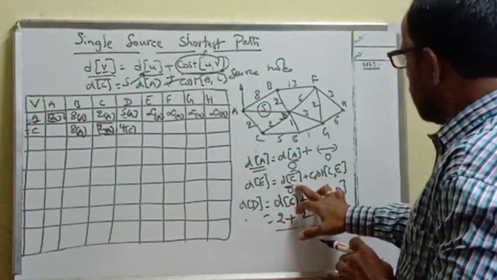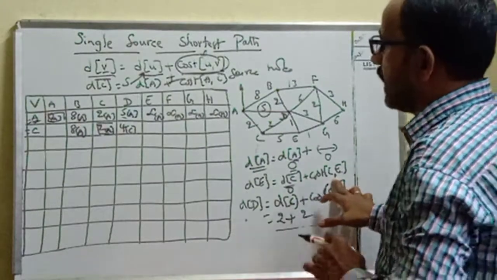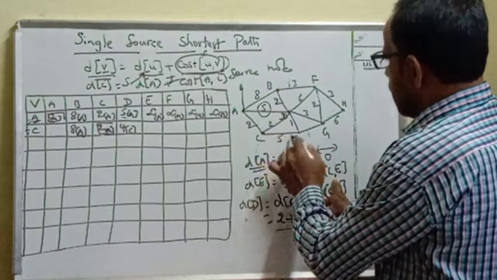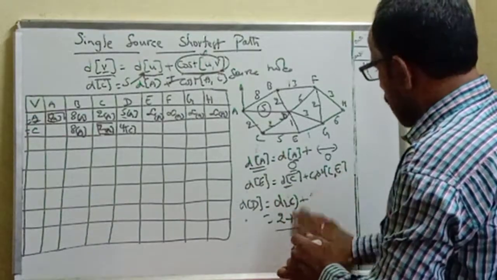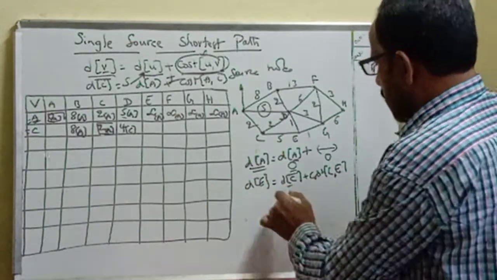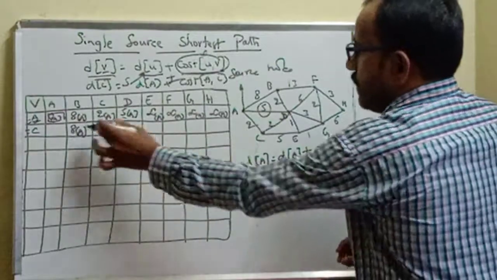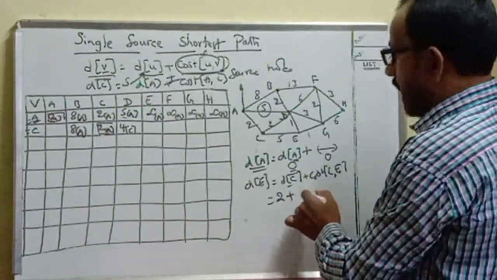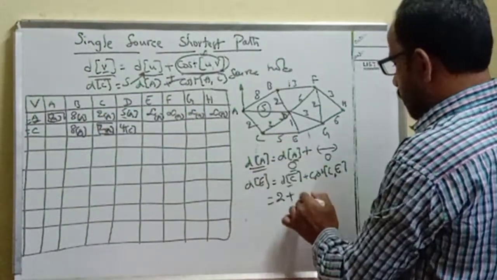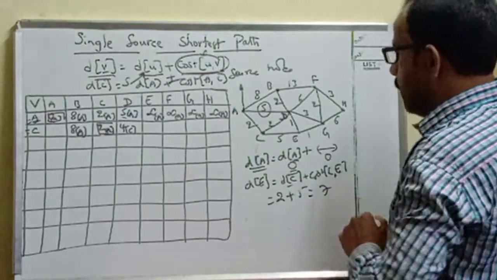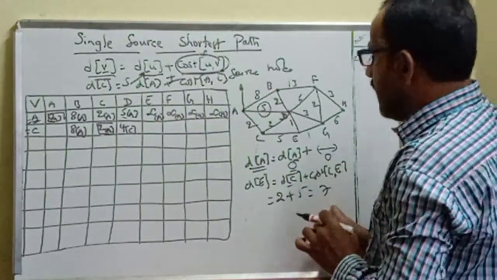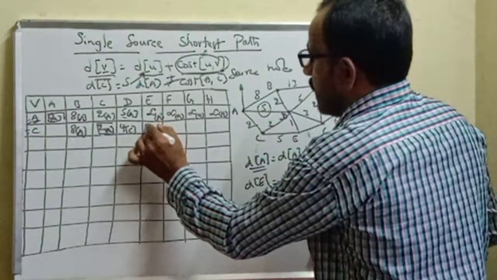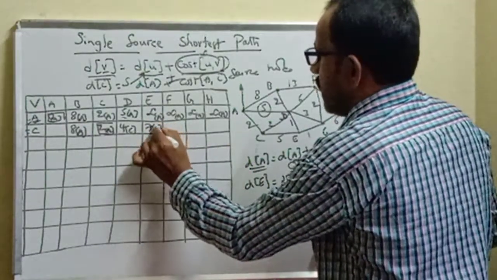So what is the distance of E now? Distance of E equals distance of C plus cost of C comma E. What is the cost of C comma E? The cost of C comma E is 5 units. What is the distance of C? The distance of C is fixed, that is 2 units, plus the cost of C comma E, which is 5 units. How much did you get? 7 units. What about the earlier value? The earlier value is infinite. So 7 is much smaller than infinite. Then write 7 here, since we got that via C.